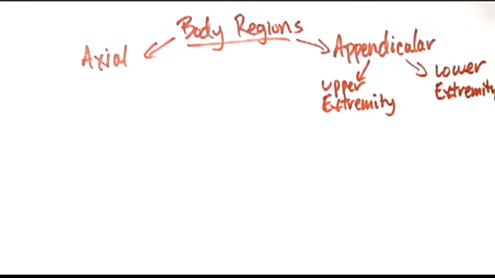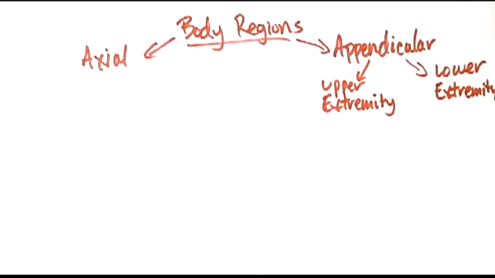Okay? And we're going to get into some detail on these areas, particularly with the skeletal system as far as what's in those regions. When we hit muscles, we'll talk about the muscles and the gross anatomy of those muscles that belong in the upper and lower extremities.